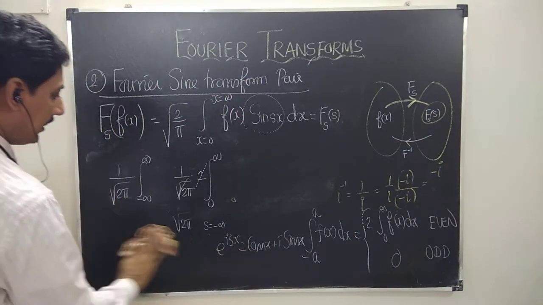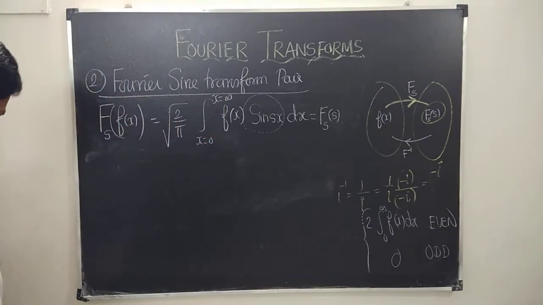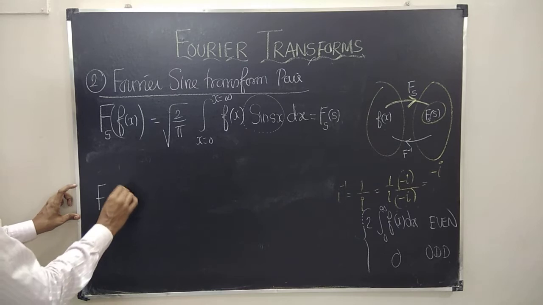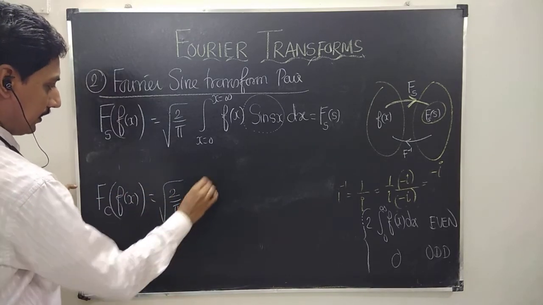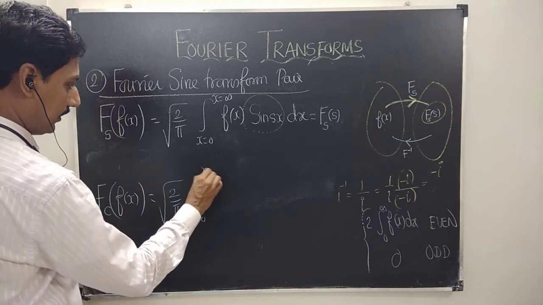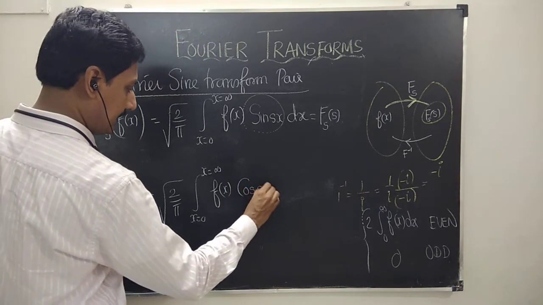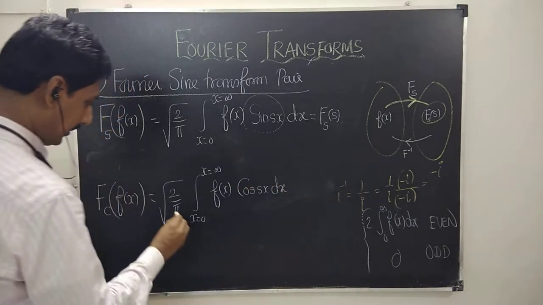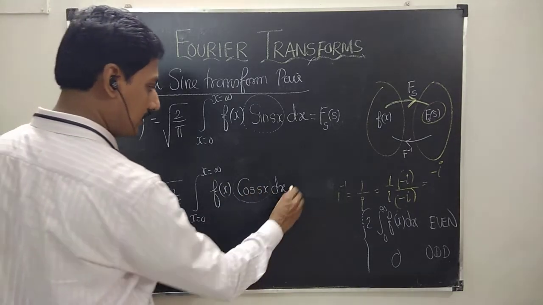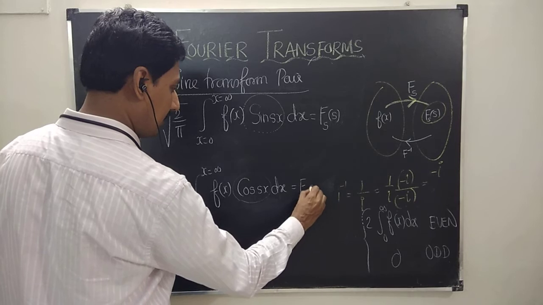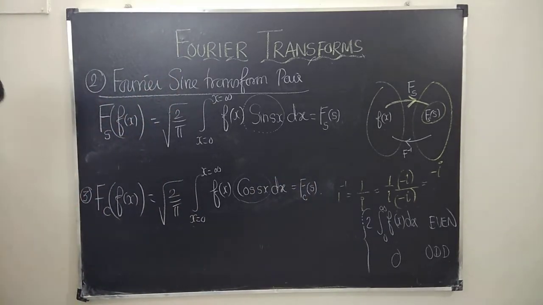Understand? Similarly, what about the cosine transform? The Fourier cosine transform of f of x is equal to square root of 2 by pi, integral x equal to 0 to x equal to infinity, f of x cos sx dx. So here x is the input variable. This is called the kernel of the Fourier cosine transform. So the output is f c of s. This is the third formula, the Fourier cosine transform.